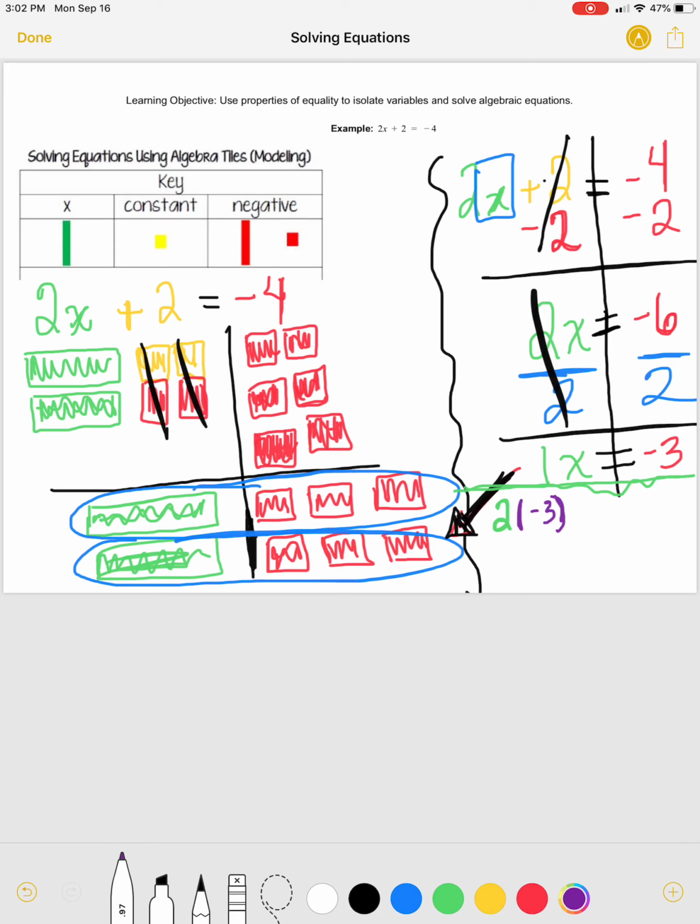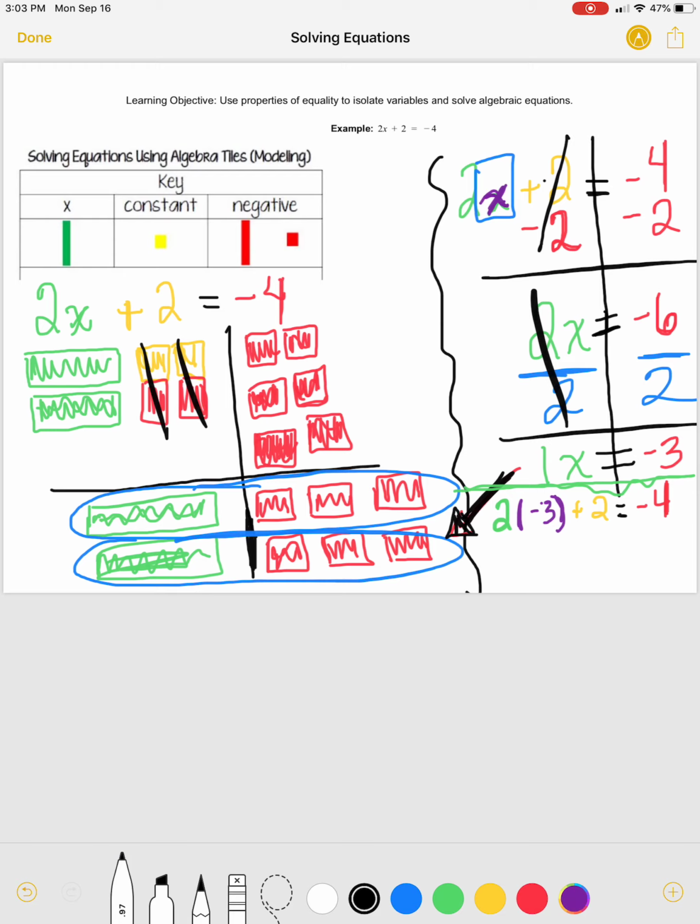so 2 times -3 plus 2 is equal to -4. Now I don't necessarily need the colors anymore because I'm just going to solve this equation straight out, but I wanted you to see that this -3 replaces this value of x that we were looking for. Okay, so everything else in my equation stayed the same. The only thing I did was replace x with -3. Okay, so now let's solve it and see what we get.